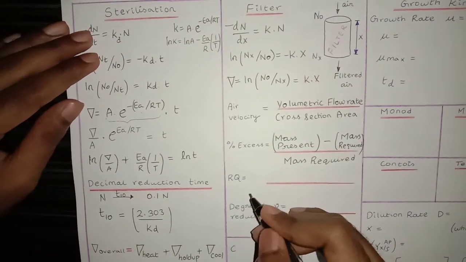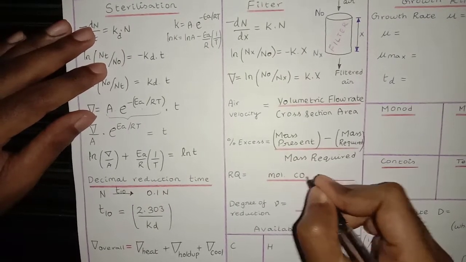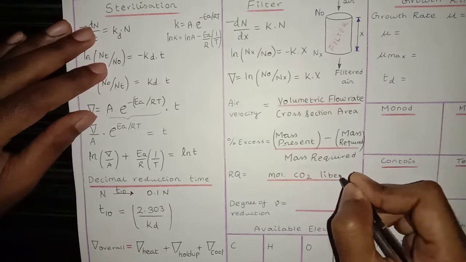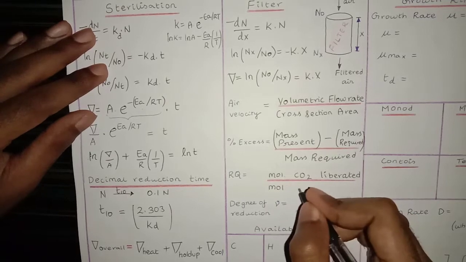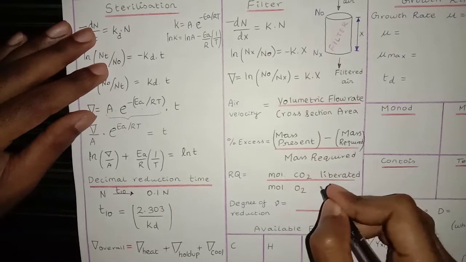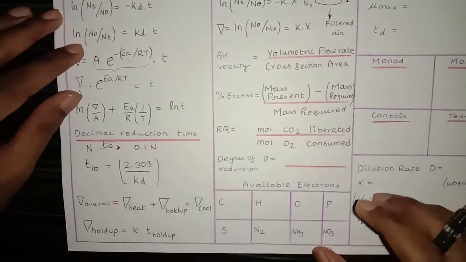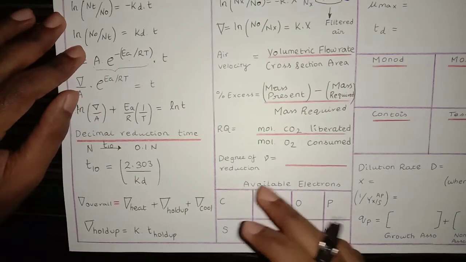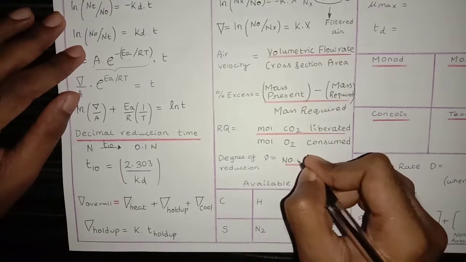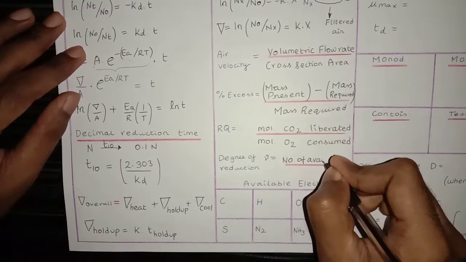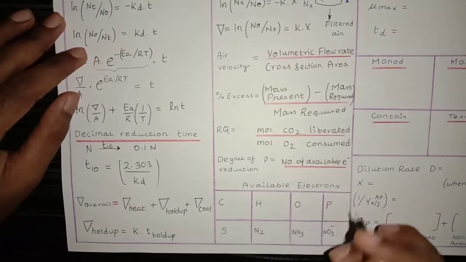Respiratory quotient, denoted by RQ, is given by the moles of CO2 liberated by moles of oxygen consumed. Next, degree of reduction. Degree of reduction, denoted by nu, is equal to the number of available electrons per gram of carbon.